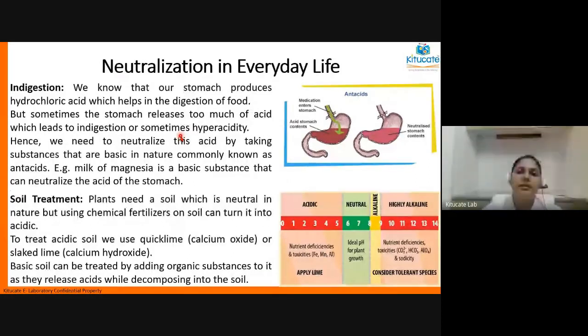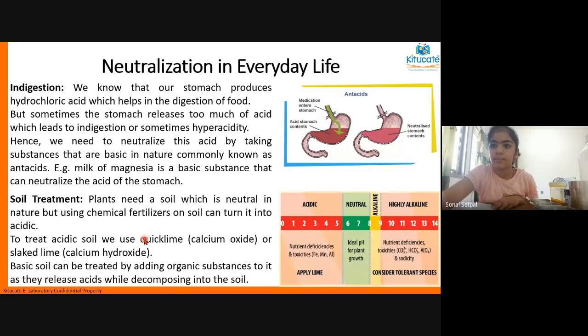Now we ended the last session by learning the applications of neutralization in our real life. So today we are going to be carrying out two activities wherein we will be experimenting with neutralization in the digestive system, and second in the soil. Now all of you know that the stomach has hydrochloric acid in it. You all know that, right?